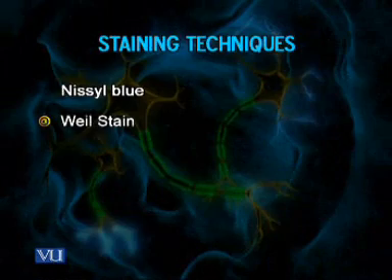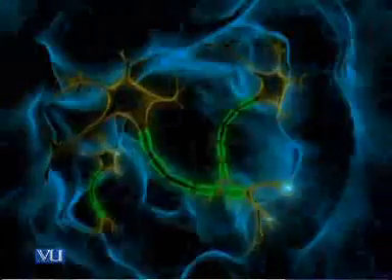Then there is a Weil stain. With the Weil stain, the cell is stained here, this is blue, but there are projections of the cell, the dendrites, the axon, which are coated by a fatty sheath called the myelin. What the Weil stain does is it does not stain the cell, but it stains these projections wherever they are going. So very interesting, you can use a combination of the Nissl and the Weil to identify the cell body and then identify the cell projections.